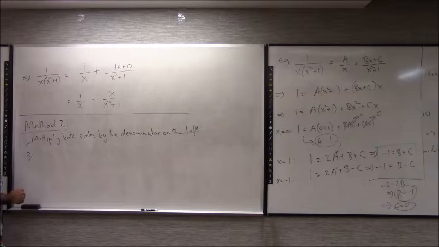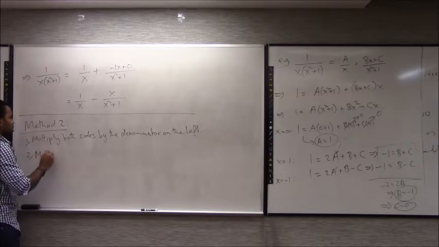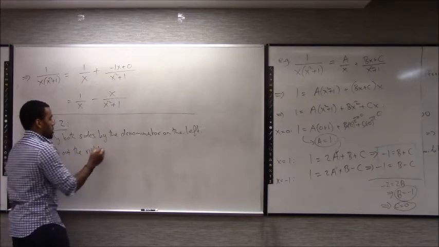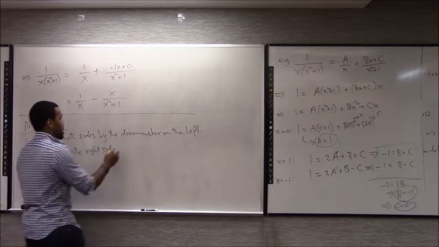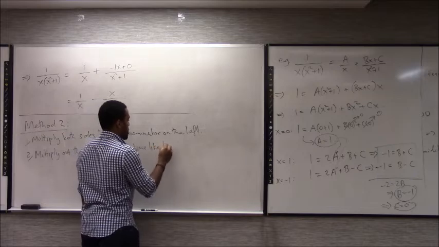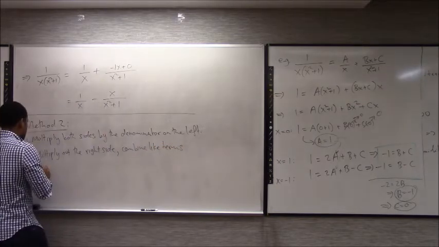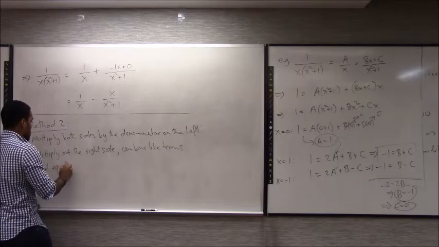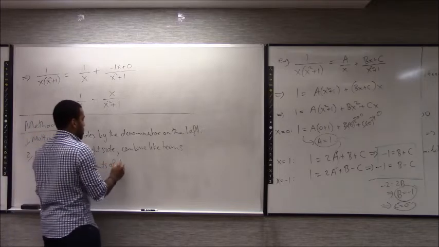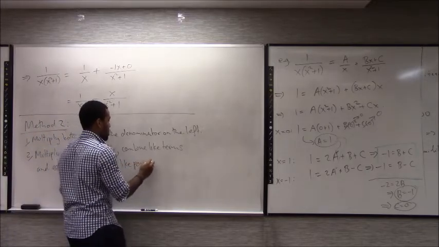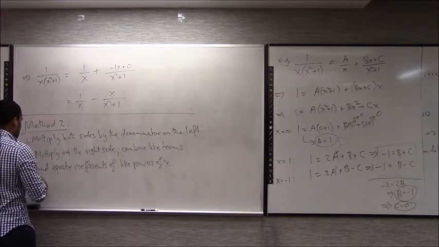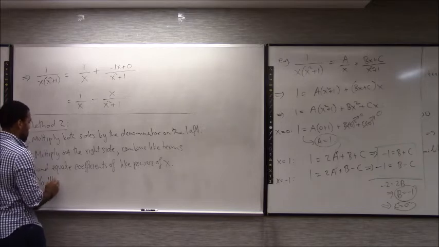It gets different in step 2 though. In step 2, what you're going to do is multiply out the right side, combine like terms, and equate coefficients of like powers of x. Step 3, you'll obtain a system where you can solve for the arbitrary constants.